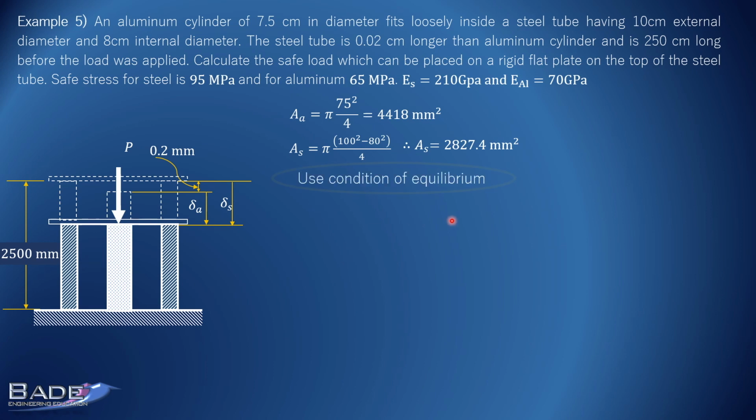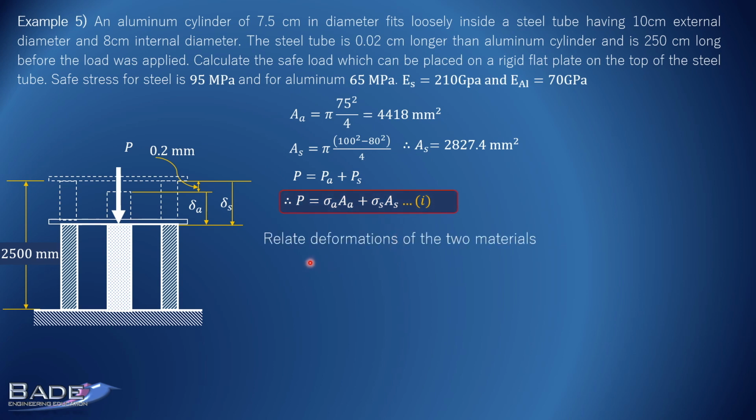So we'll proceed. Use conditions of equilibrium. And what is that? Total load on the assembly is load taken by aluminum plus load taken by steel. In this equation, PA is the load by aluminum in terms of aluminum stress, and the load by steel is in terms of steel stress. So this is our equation 1. Relate deformations of the two materials using the geometry of the system, and that is what you will now understand. Watch the diagram carefully.